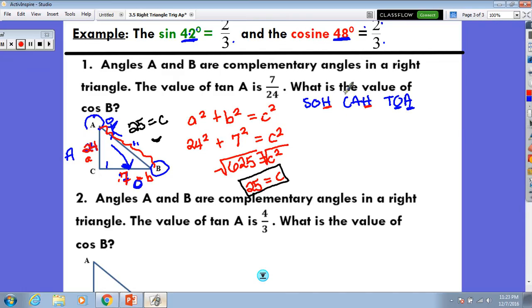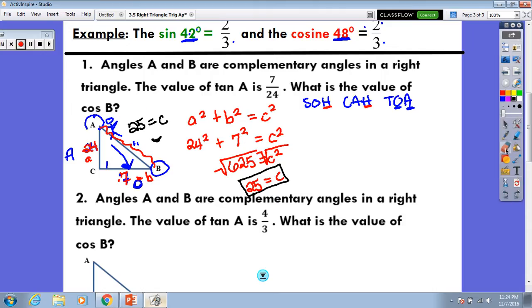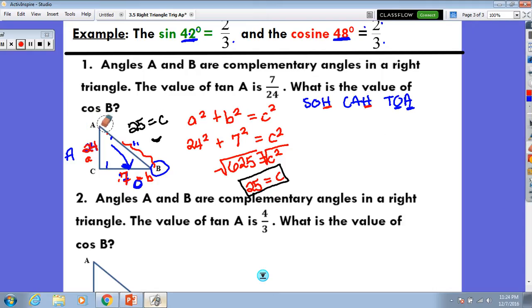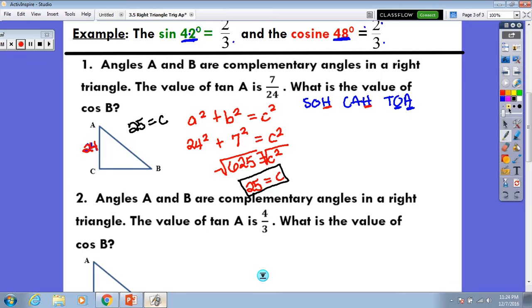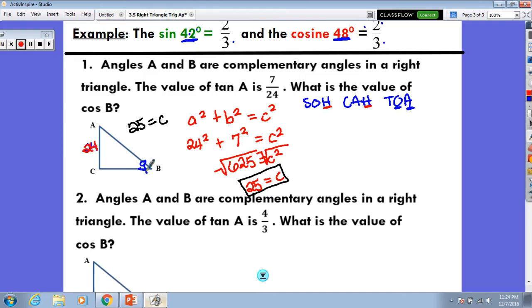Now they say, what is the value of the cosine of B? So now I need to change my little stick figure. We're not going to be looking from the perspective of A anymore. Okay? We're going to be looking from the perspective of B. And I'm just cleaning all this stuff up because we can't use anything that we already had in there because now we changed our angle. So the little stick man goes at angle B because that's the side that we're looking at.